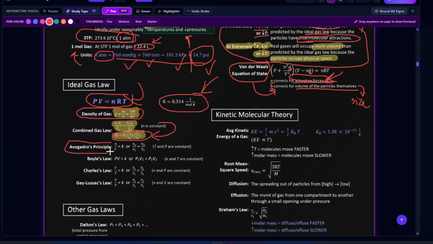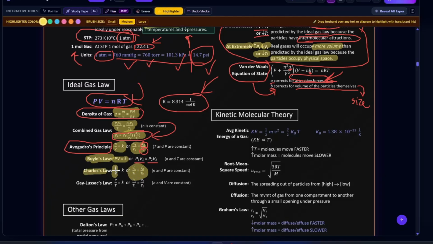And then Avogadro's principle. So Avogadro's principle is moles over volume equal to, so usually it's initial versus final. Moles versus volume here. Boyle's law: pressure times volume equals K, or P1V1 equals P2V2. So initial pressure and volume is equal to the final pressure and volume, and they change proportionally. So that's Boyle's law. And then Charles' law is the volume and temperature. How do those relate? Gay-Lussac's law is this.